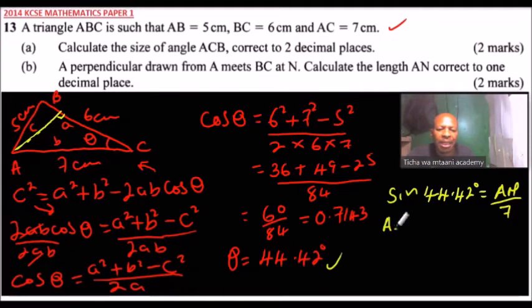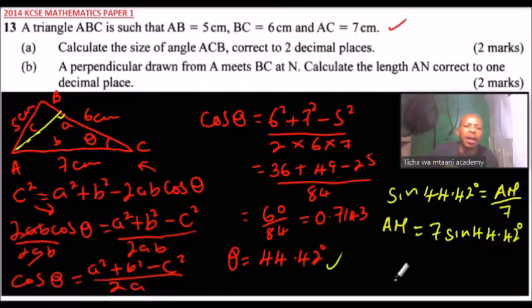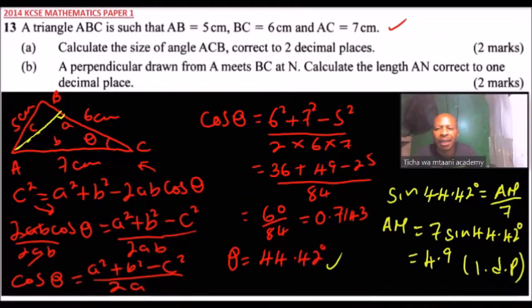So it means AN is equal to 7 times the sine of 44.42 degrees, which you can now use your calculator, and you'll be able to find AN is 4.9, and this is to 1 decimal place. So that is how you work out that, and you get 2 marks. So here you get 1 mark there, and 1 mark for the answer. Here you get 1 mark for the answer and 1 mark for the method.